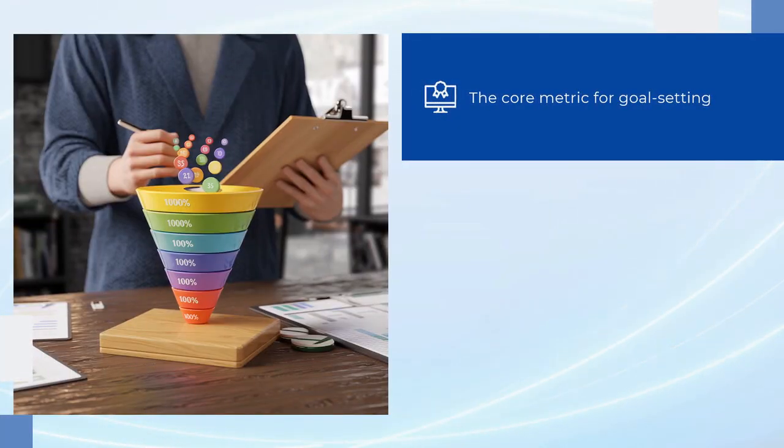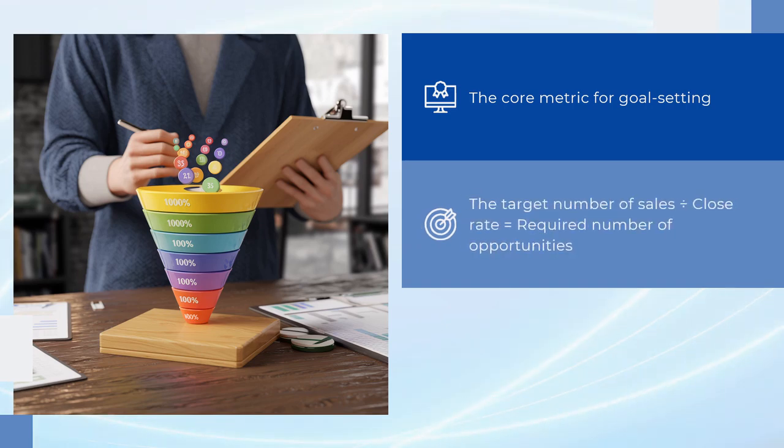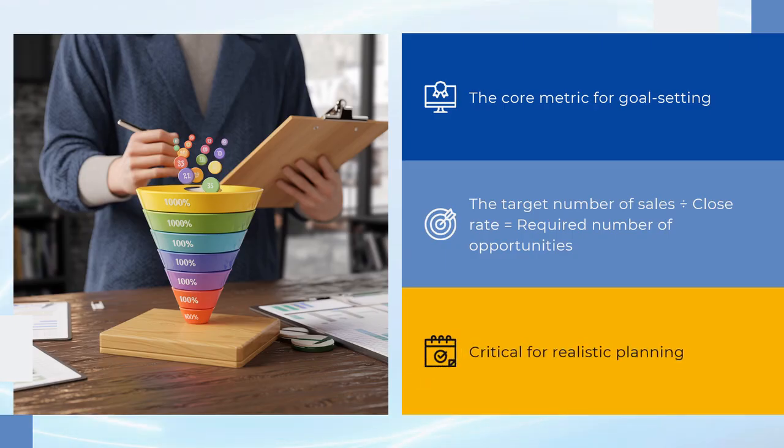For example, if your target is 10 sales and your close rate is 1%, you will need 1,000 opportunities to reach your goals. This number is reached by dividing the target number of sales by the close rate. This calculation makes your goals realistic and helps you better understand your sales operations needs.